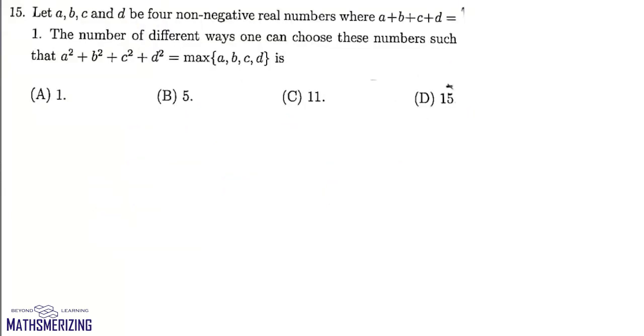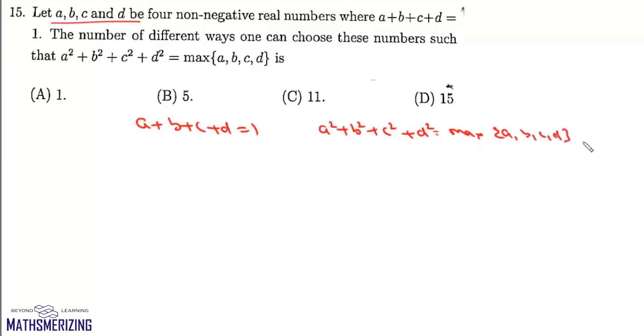Now question number 15 is, let A, B, C and D be 4 non-negative real numbers where A plus B plus C plus D is equal to 1, and we want the number of distinct ways in which we can choose these numbers such that A square plus B square plus C square plus D square equals the maximum of A, B, C, D.